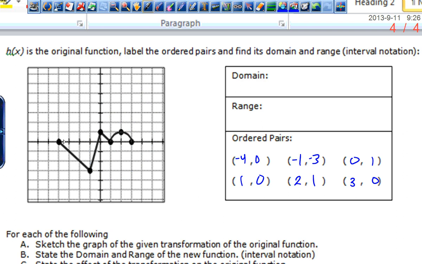Okay, our domain. What is my smallest x value? Negative 4. And what's my largest x value? My range going bottom to top, smallest to biggest, least to greatest, negatives to positives: negative 3, 2, 1. Why am I using brackets? I don't know. Alright, so that's our original. That's what we're going to be moving all around.